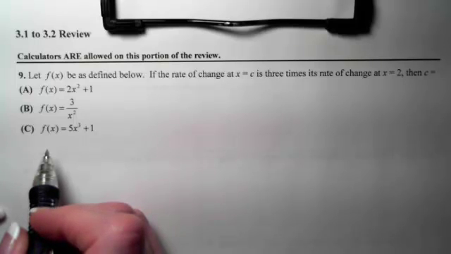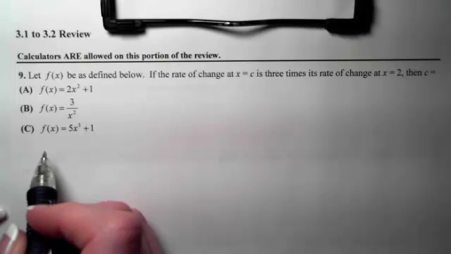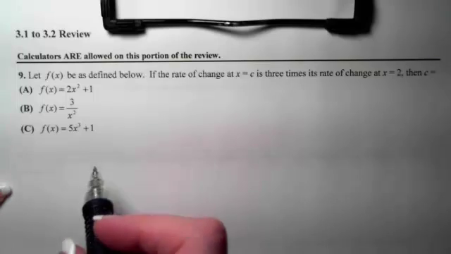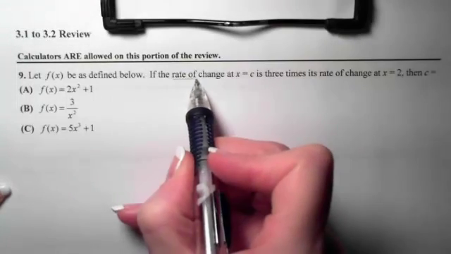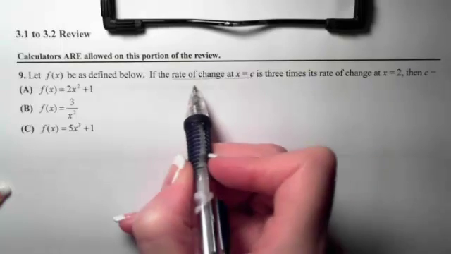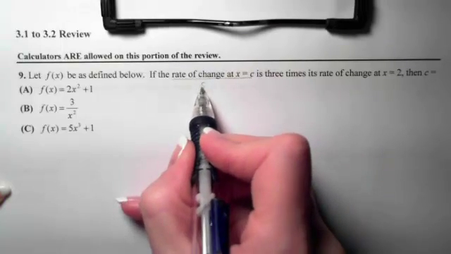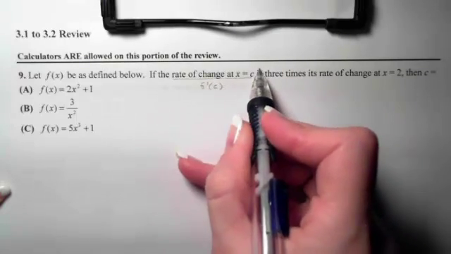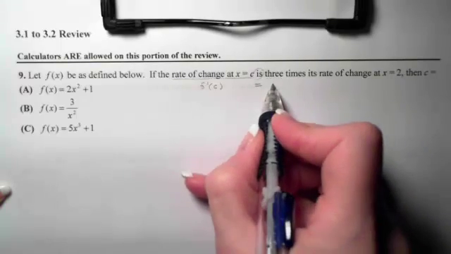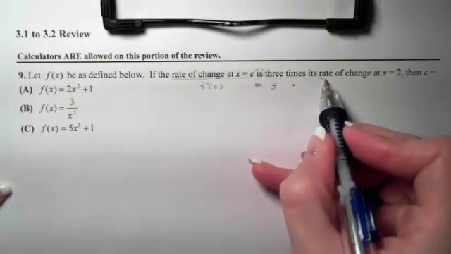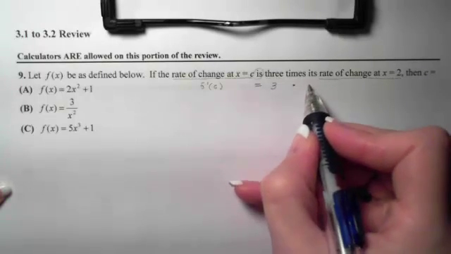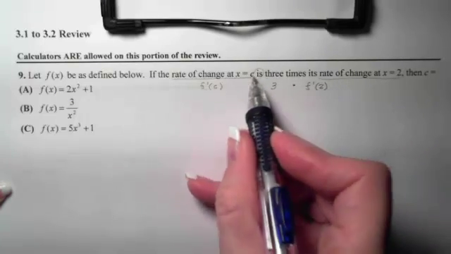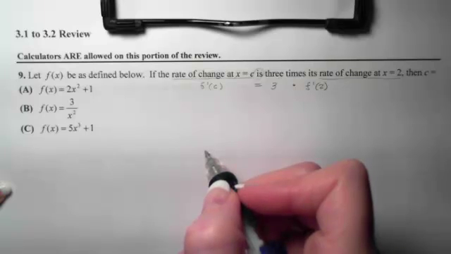This is number 9. This one is going to test whether or not you can interpret words into mathematical statements. It says the rate of change at x equals c. So this is representing f prime evaluated at c. We need it to equal, because "is" means equal, 3 times its rate of change at x equals 2. So that would be f prime with a 2 plugged in. So we're going to be setting up equations that look like this, and then we're going to solve for c.